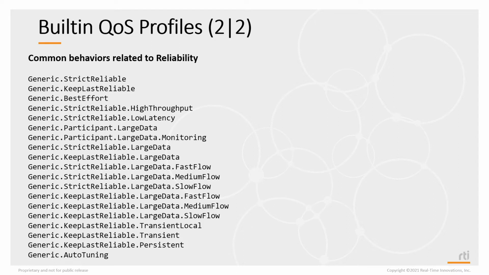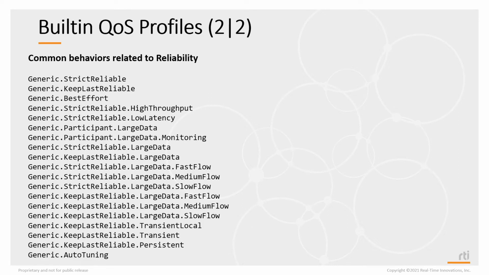That's why there's about 20 of these built-in QoS profiles related to reliability. What you call reliable isn't what other people call reliable, and even within a system, there's different levels and different types of reliability.